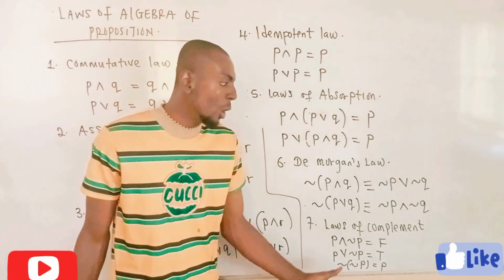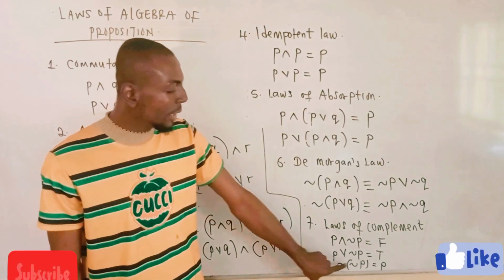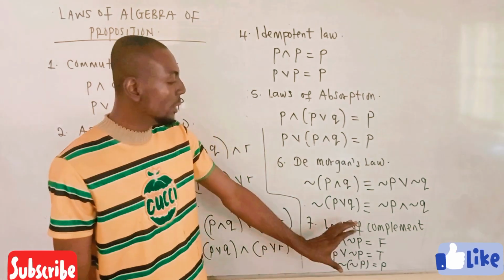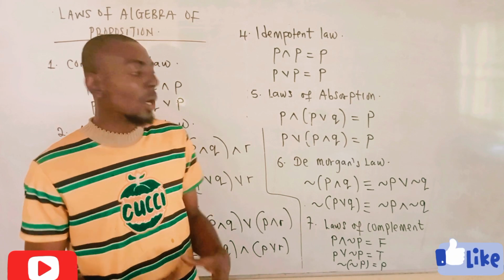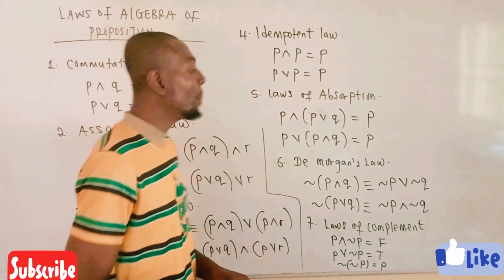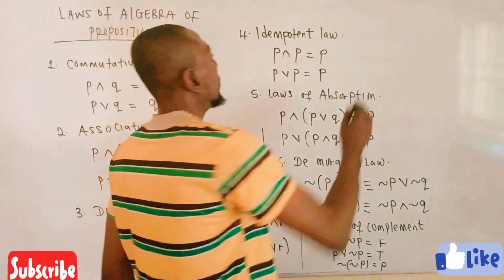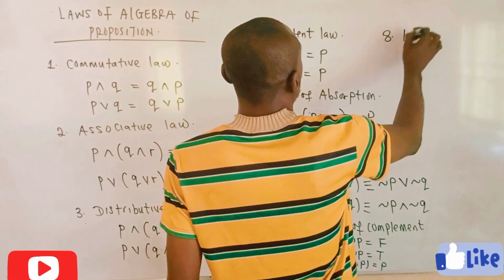Okay? That's the law of double negation. The double negation of P is equal to what? P. So these 3 laws are known as the law of what? Complementation, or the law of complement. The last but not the least is number 8, called the law of identity.